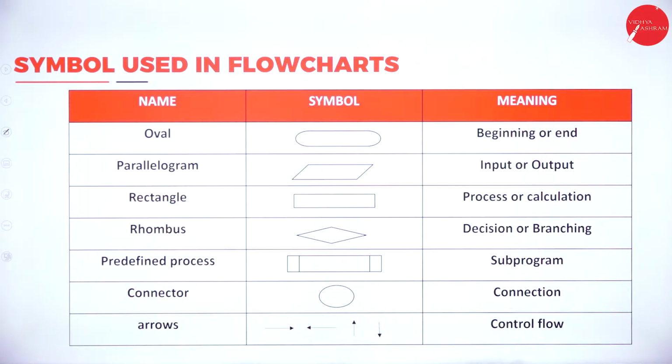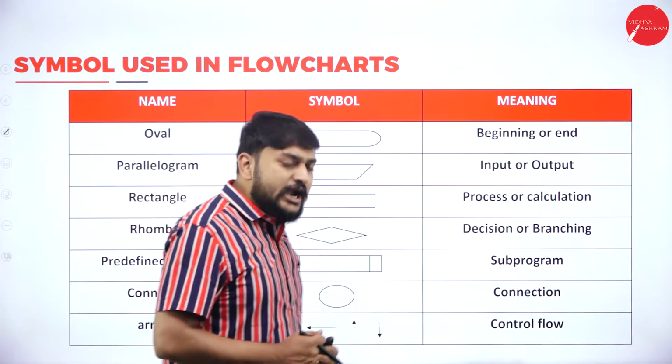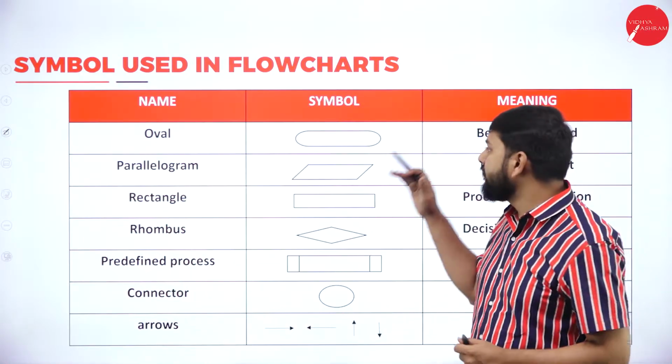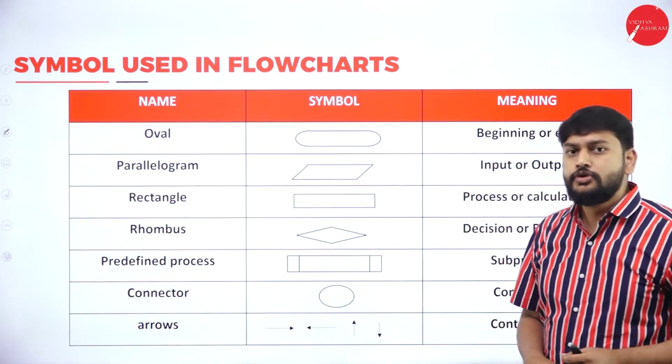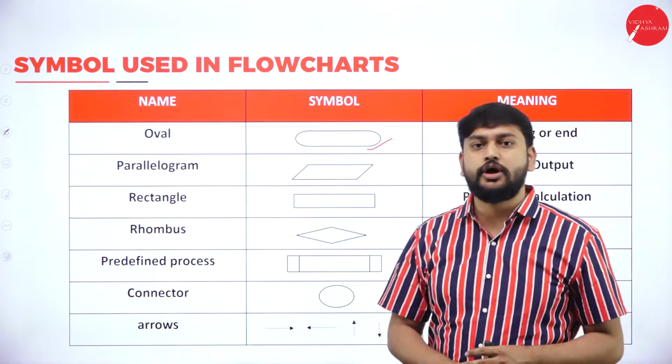What do I have? I have symbols used in flowchart. We also call it notations used in flowchart. So hope you have taken the screenshot. So yes, I will move in. What do I have first? I have the first symbol. Generally, we call it the oval shape.